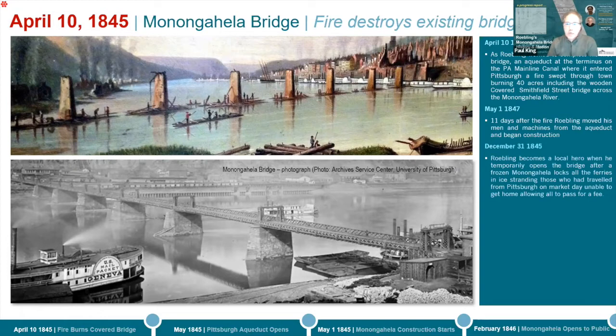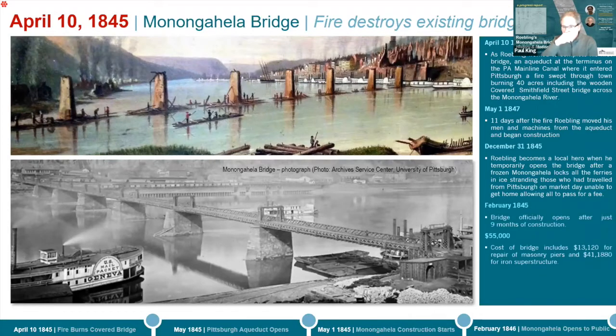And so it opened about a year later, but it actually opened a little bit earlier in 1846, really on New Year's Day. The entire river froze and people were stranded on the other side when the ferries couldn't make it to the other side. And Roebling became a local hero when he temporarily opened the bridge for passage for people to get home. So the bridge officially opened a month later in February, after 9 months of construction, at a cost of around $55,000.